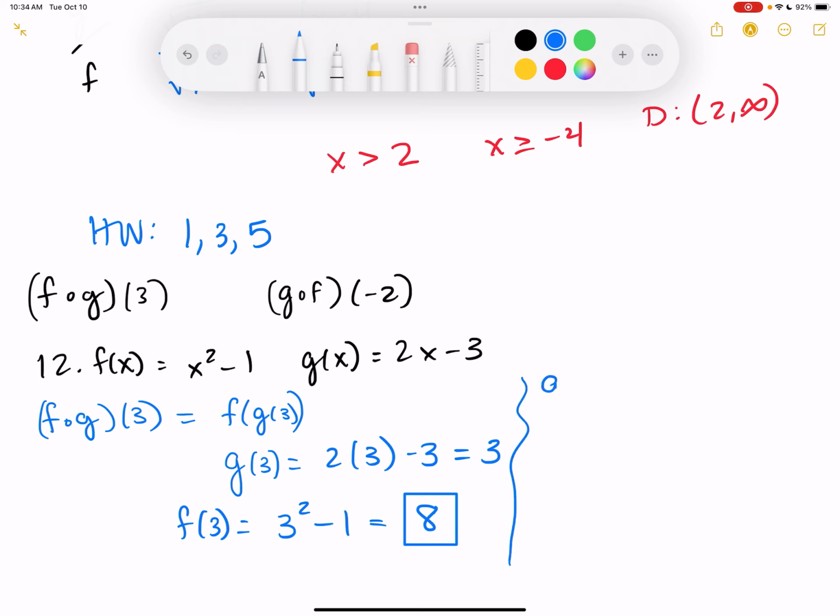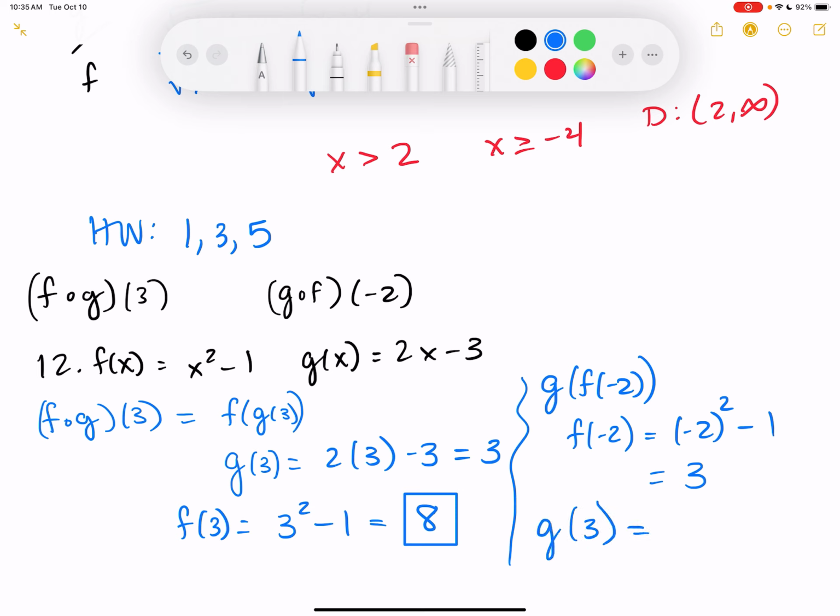So then g of f of -2. I would do typically like this. So f of -2. Anywhere we see an x in f of x, we're going to put a -2. So -2, and make sure you put it in parentheses so that you actually get that the negative is being squared also, minus 1. So that's 4 minus 1, so that's going to be 3. And then g of 3 is going to be 2 times 3 minus 3, which we've already done technically, and that's equal to 3.